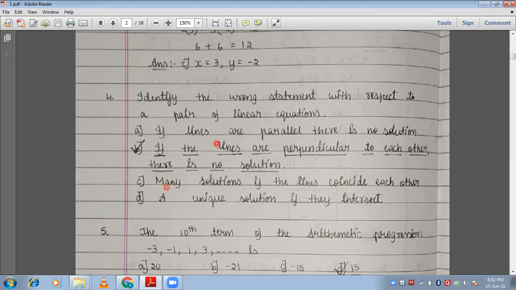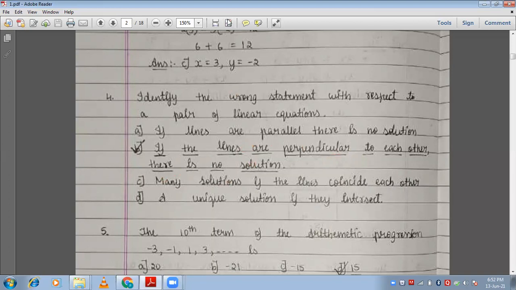They go for the third option, many solutions. If the lines coincide with each other, if the lines are overlapped, then we will get many solutions. A unique solution if they intersect. Yes, if the lines intersect, we will get a unique solution. And the fourth one is, if the lines are perpendicular to each other, then there is no solution.